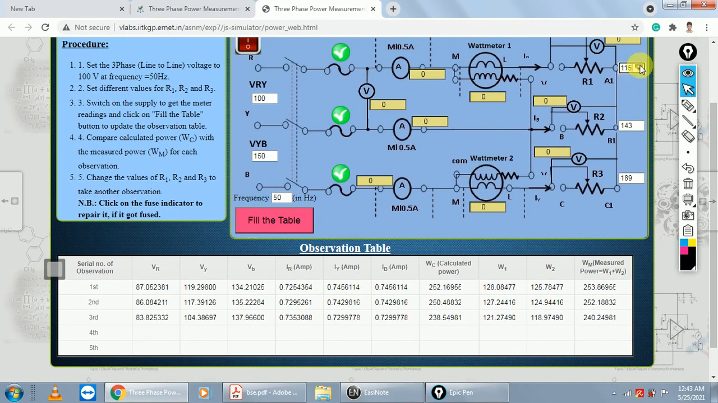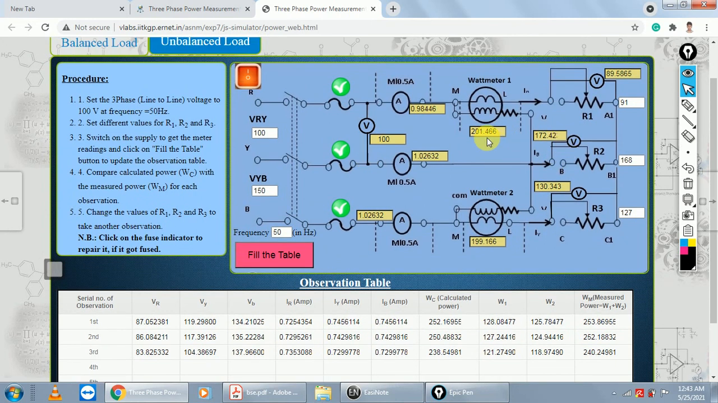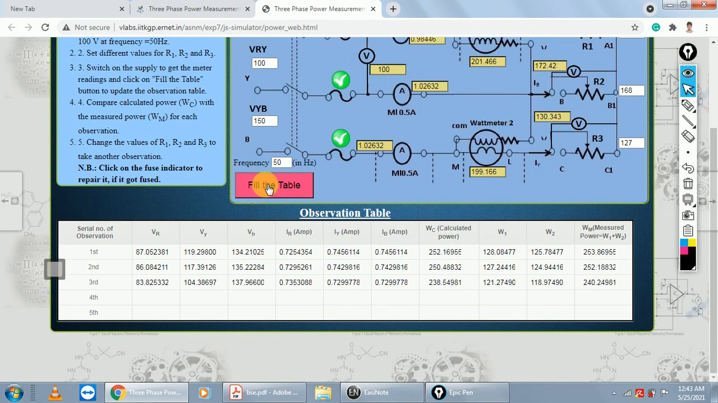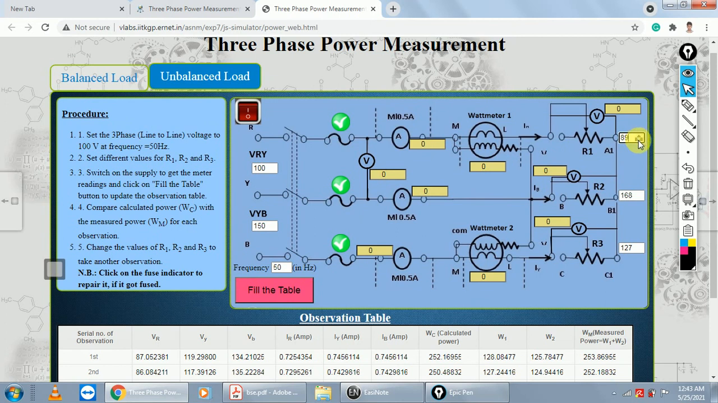Again change the impedance, and turn on the switch. So power is different in this case. W1 and W2 readings are different. Fill data in table.